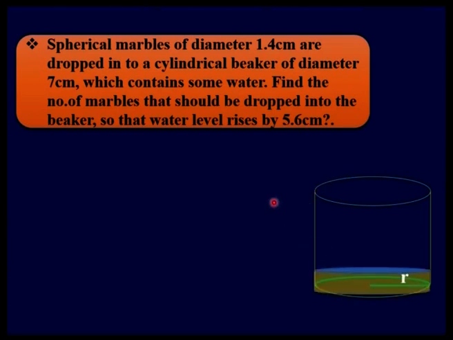Now we have to drop spherical marbles in the water. We have to drop spherical marbles in the beaker and the water level increases up to 5.6 centimeters. So how many spherical marbles we have to drop in the beaker to raise the water level 5.6 centimeter? We have to find out. See children, I am showing the process. Here a spherical marble dropping in the beaker and the water level increases. Observe carefully.